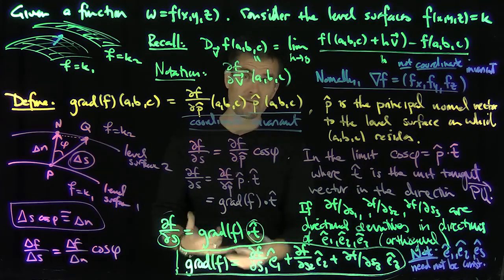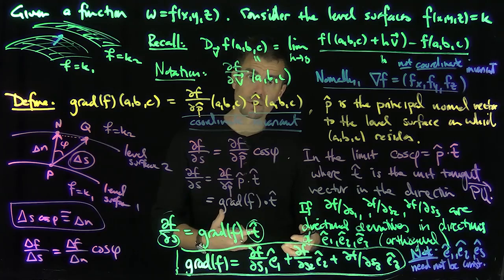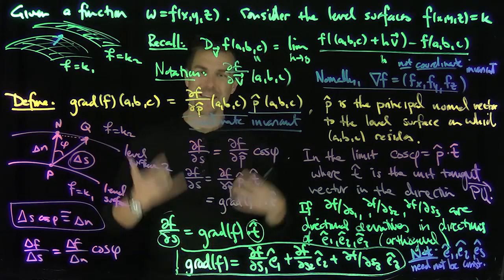So in further videos, we'll see how to find these gradients in orthogonal curvilinear coordinates by looking at the metric tensor. Thank you very much.